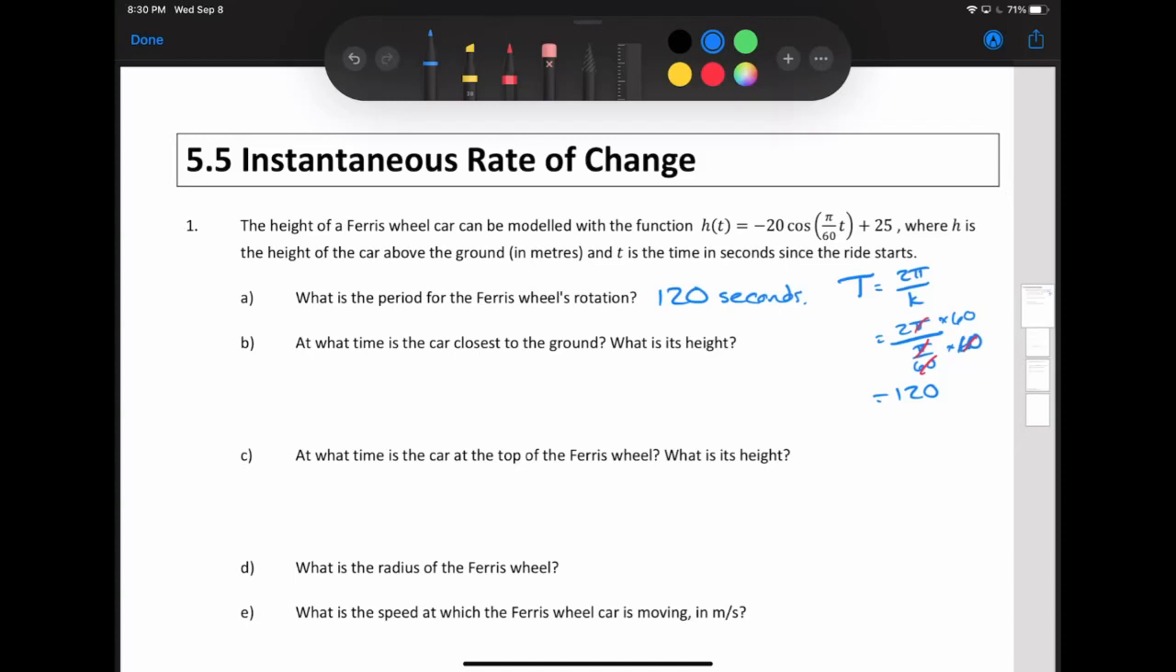Part B. At what time is the car closest to the ground, and what is the height? Okay, thinking about what cos looks like. Cos looks like this. But we also have this negative sign up here in front of it, which means that it's going to look like that. And so it's actually going to be at the ground level, or the lowest point, right off the bat at t equals 0.